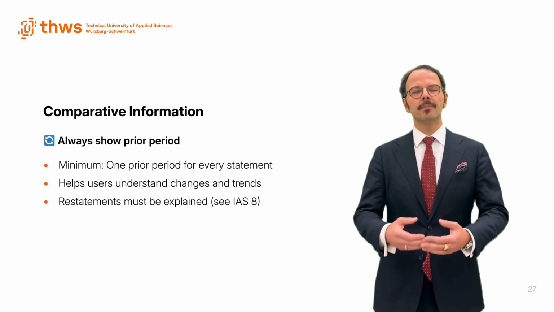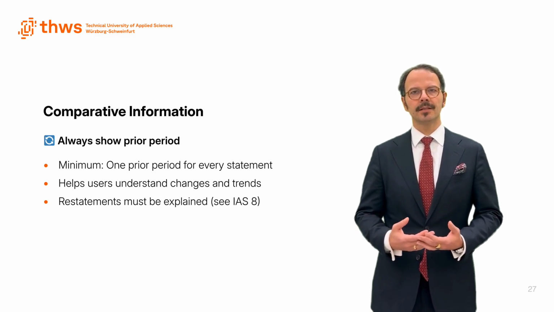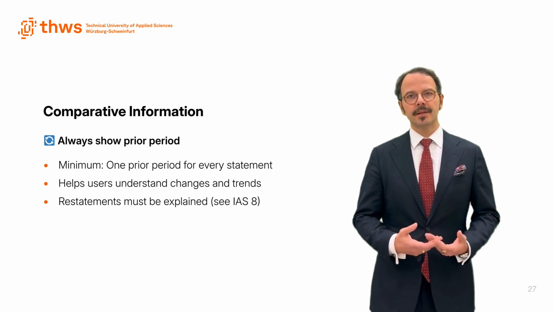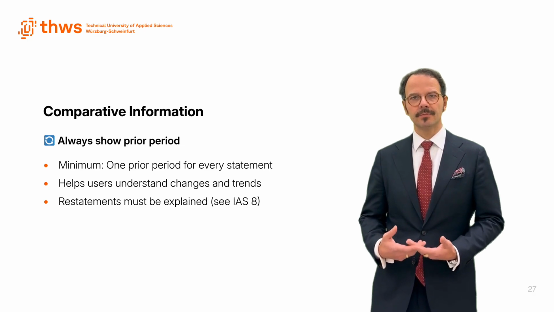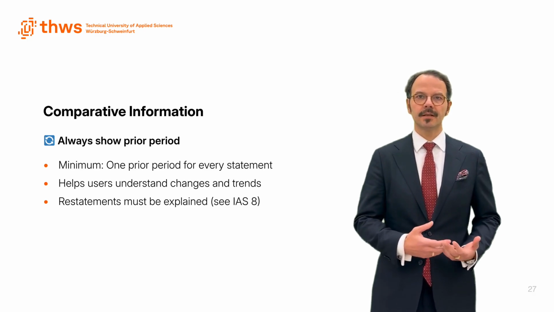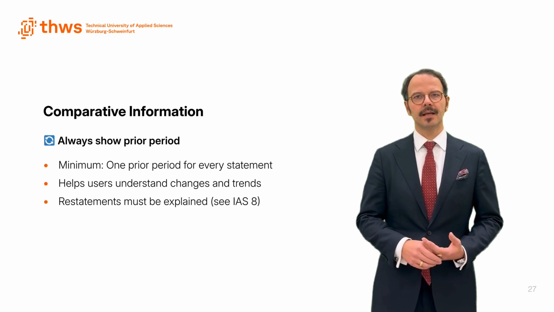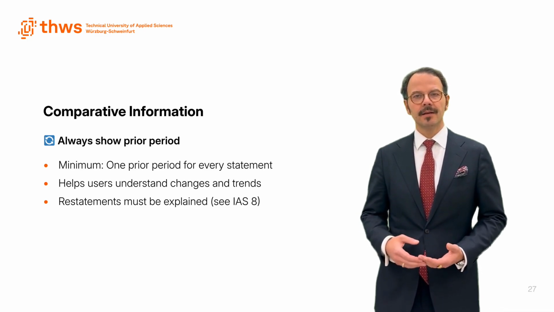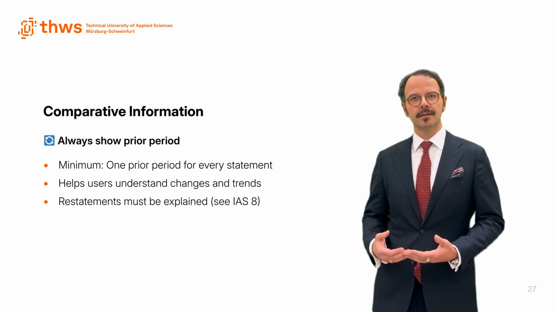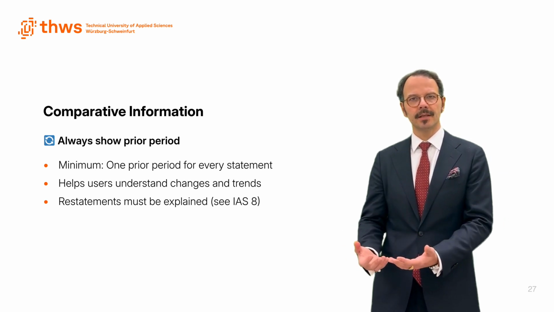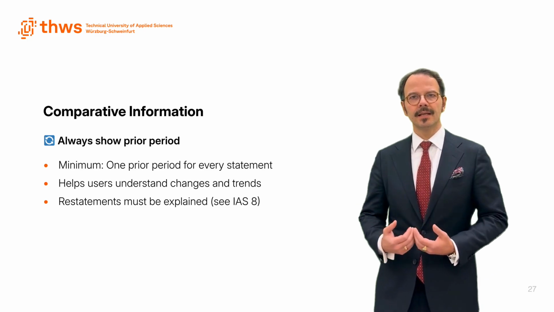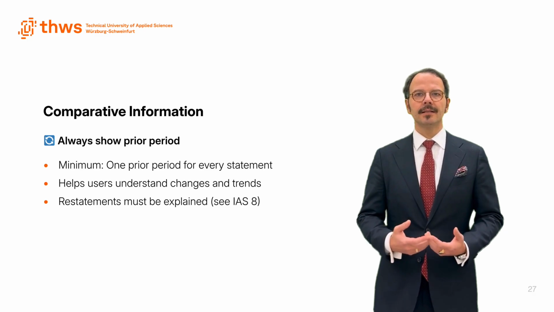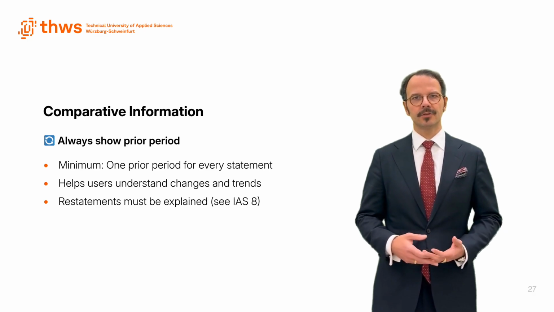A core principle of IAS 1 is comparability. That's why you must show at least one prior period alongside the current one for every statement. Users need to see trends, changes, and consistency. And if figures from the prior year have been restated, that must be disclosed with an explanation, usually under IAS 8. This is not a nice to have. It's required and central to the usefulness of the financial statements.